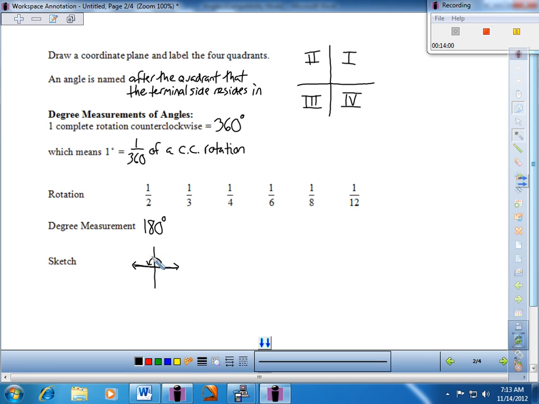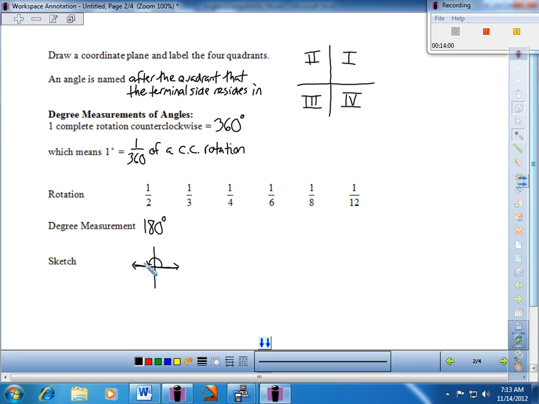What we are going to find is that theoretically there are an infinite number of ways to get from any initial side to its terminal side. So you have to include the rotation in order to show a particular degree measurement. So that is 180 degrees right there.